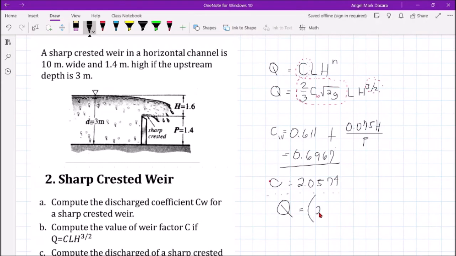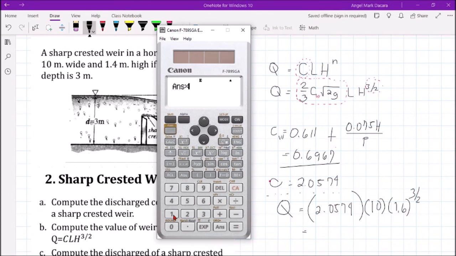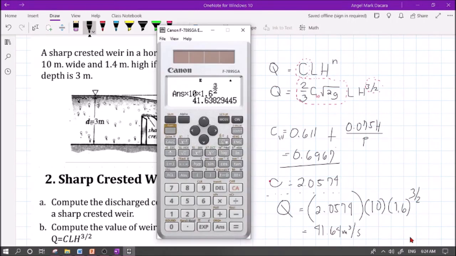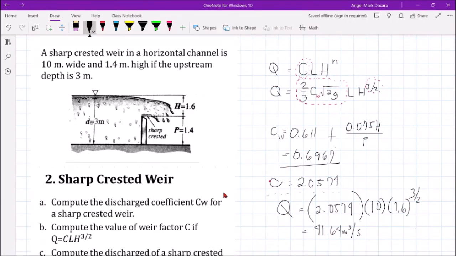And for the discharge, edi gamitin mo na lang yung formula since ito na-compute natin to, di ba? So the discharge is just 2.0574 times length na 10 meters daw. Tapos head is 1.6 as shown doon sa figure. Raised to 3 halves. Direct substitution, nakakainit i-solve. So yan. Times 10 times 1.6 raised to 3 halves. Okay. So that's 41.64 cubic meters per second. Okay. So that's it for that problem.